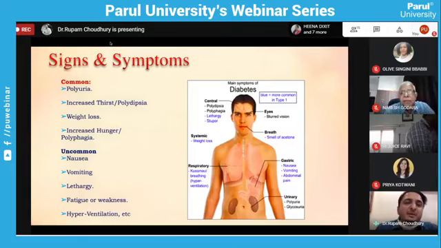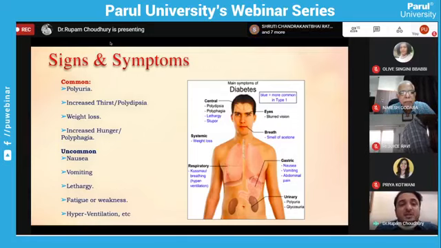And again, because of that, we have polydipsia, that is increased thirst. So more water going out of the body will be needing to drink more water. These are very common signs. Uncommon are nausea, vomiting, lethargy, fatigue and weakness, hyperventilation in case of ketoacidosis, and HHS.